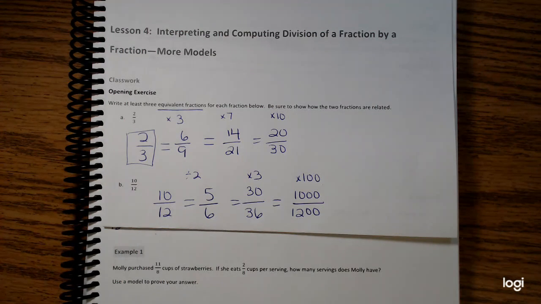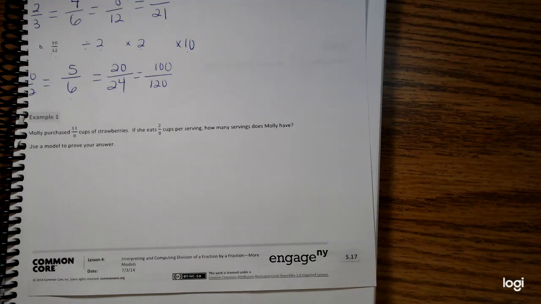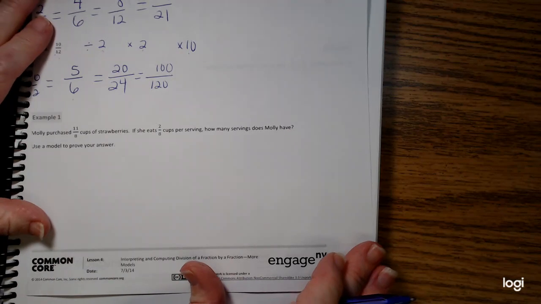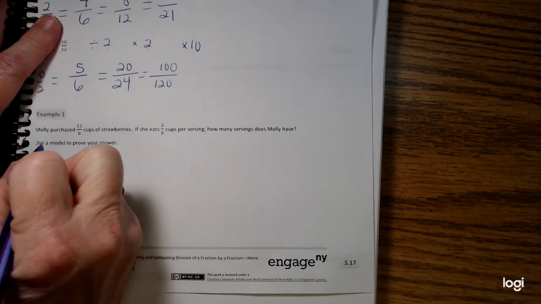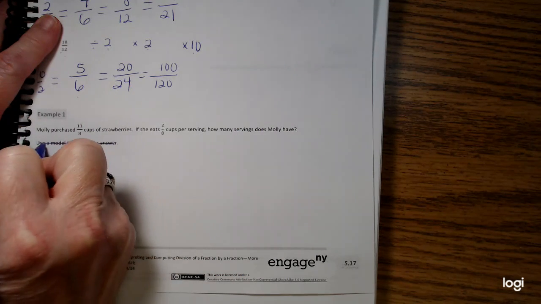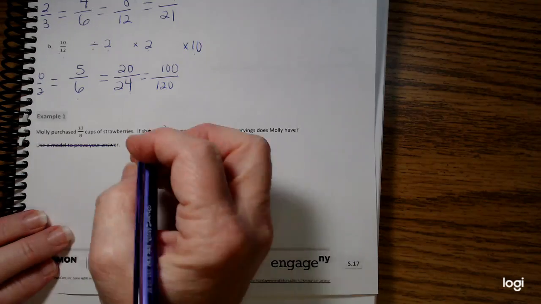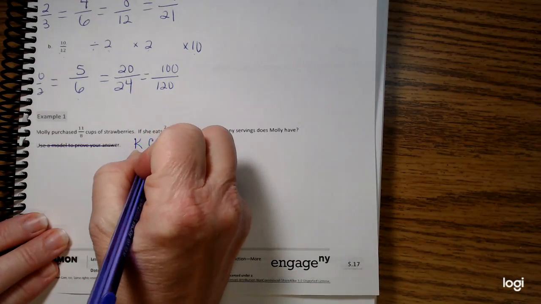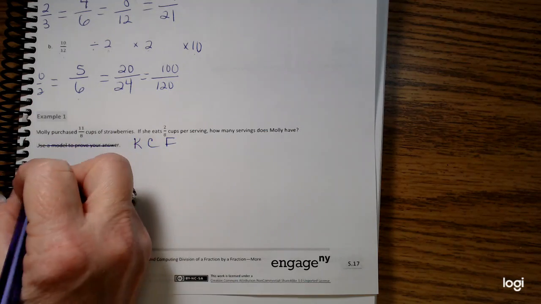All right, so we're going to go ahead and move on to the next sample on the bottom called Example 1. Let's look at our next problem here. It says Molly purchased 11/8 cups of strawberries. If she eats 2/8 cups per serving, how many servings does Molly have? Use a model. Well, we're not going to do a model. If your teacher in class would like for you to make a model, they will go ahead and do that with you. But for today, we're going to continue working with our keep, change, and flip. Molly purchased 11/8.